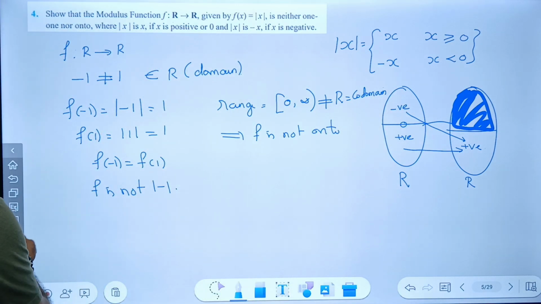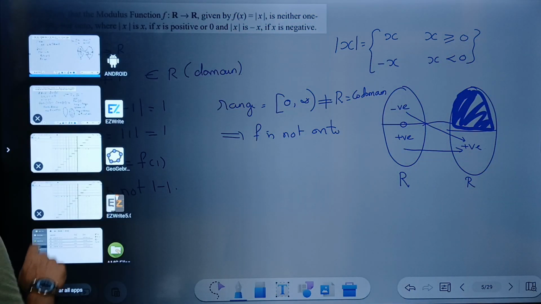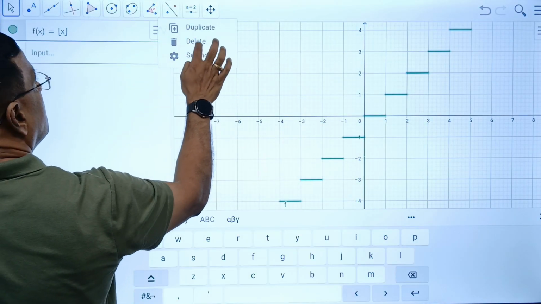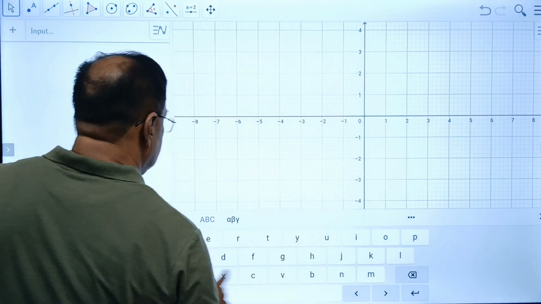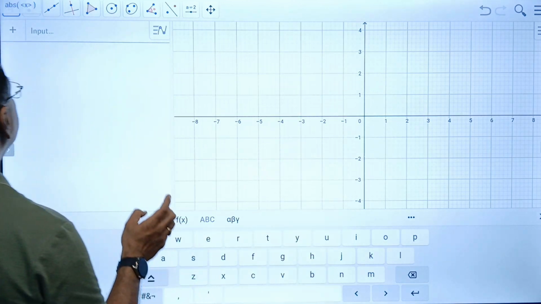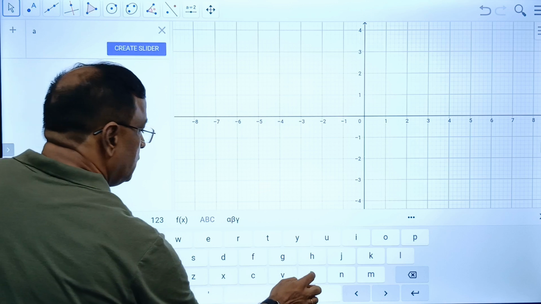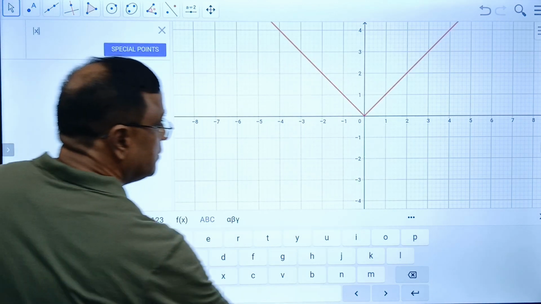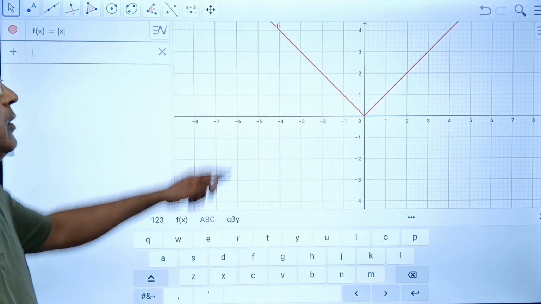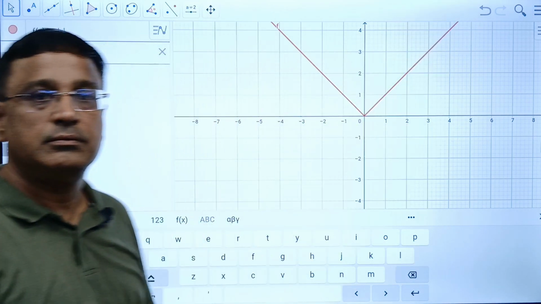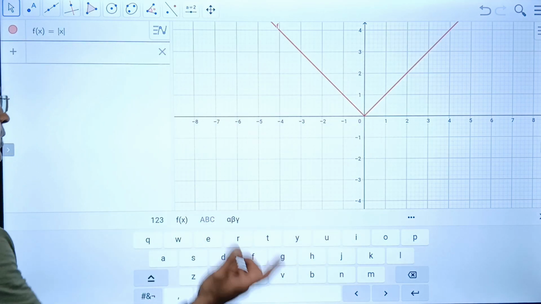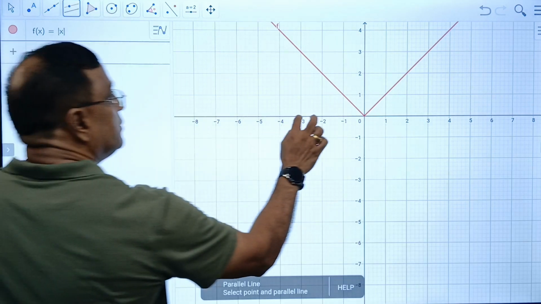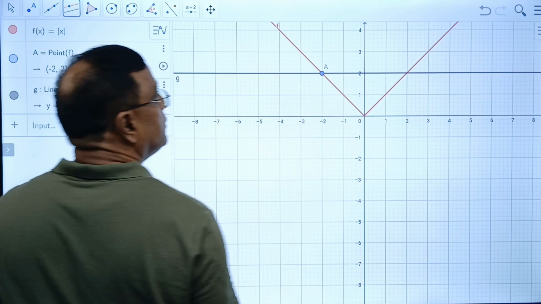Just let me show you the graph. Now, it's actually absolute. If you put ABS, you will get modulus. ABS means absolute. Look at the graph. It's modulus of x. Okay. Now, if you want, you can try horizontal line test. I told you, right? So, click this. Horizontal line test.